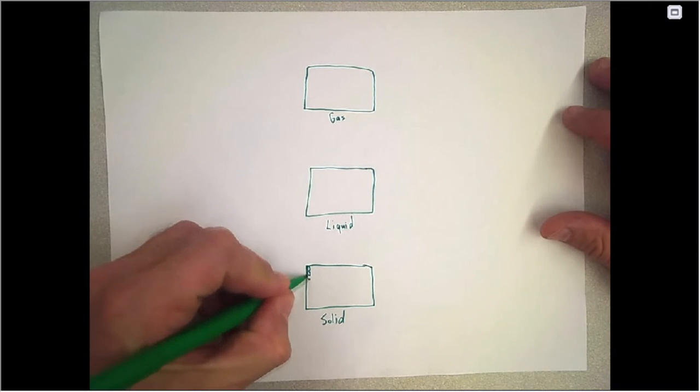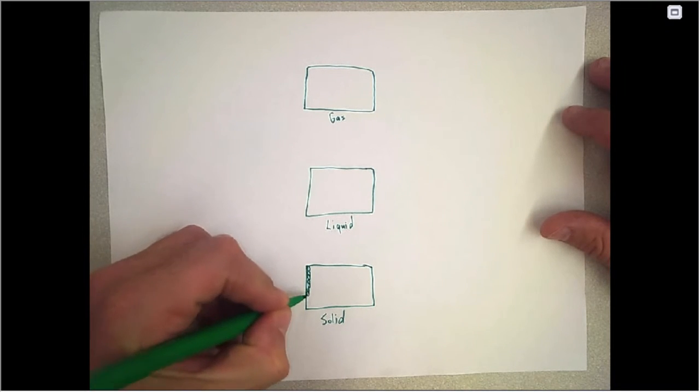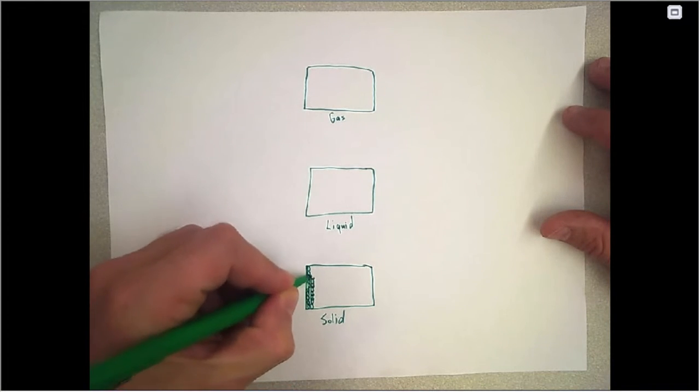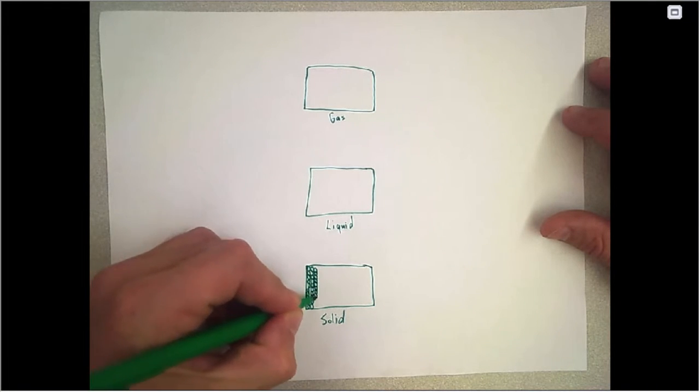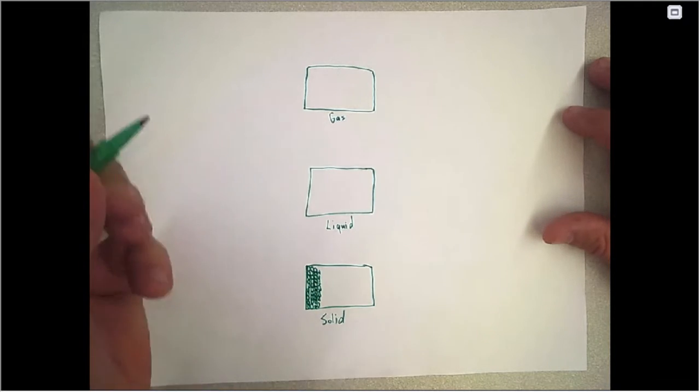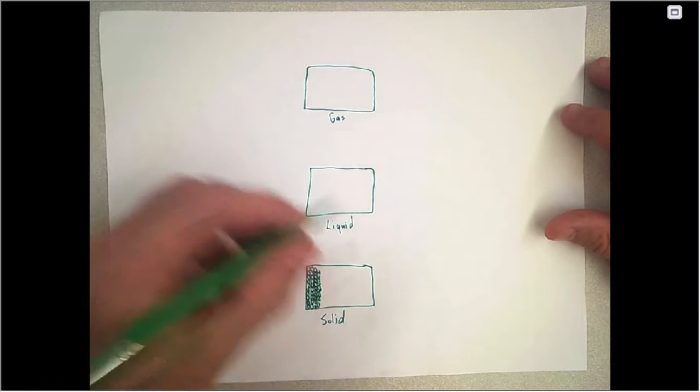If we were to look at the way that the atoms and molecules are situated in a solid, they would be very organized, arranged, kind of locked in place. They're still vibrating slightly, but they are locked in place like that. Okay, we'll continue that for the solid.